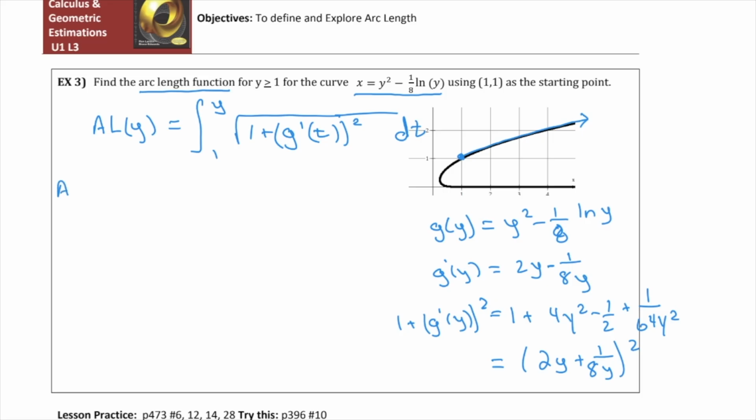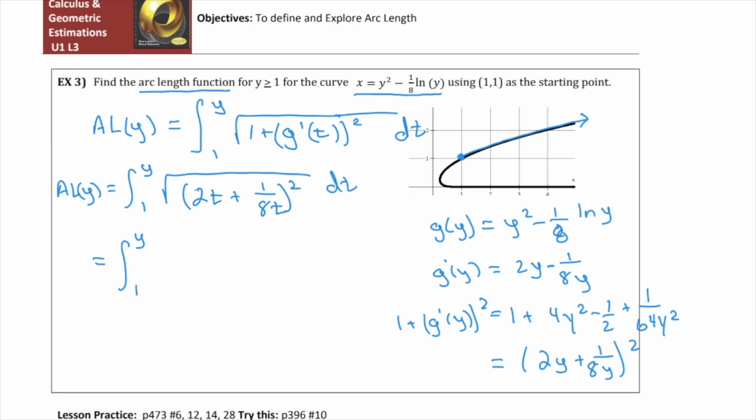So then the arc length with respect to y is going to be equal to the integral from 1 to y of the square root. Remember, we've already simplified, and we're going to substitute the t in. So we've got the square root of 2t plus 1 over 8t quantity squared dt. Simplify a little bit more, and we have our function is going to be equal to the integral from 1 to y of 2t plus 1 over 8t, and then dt.